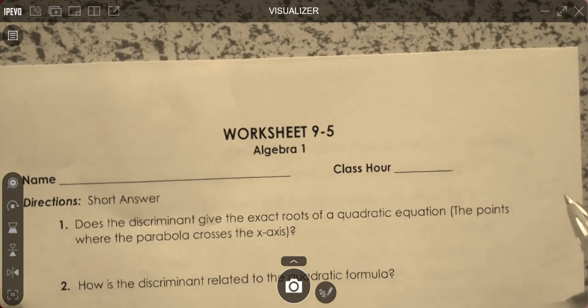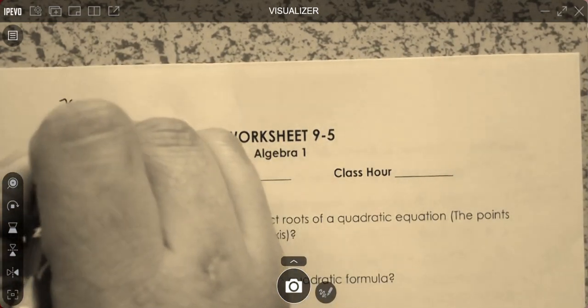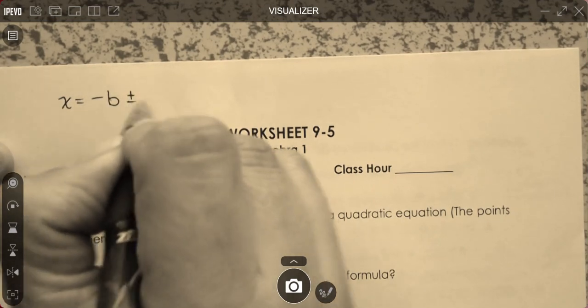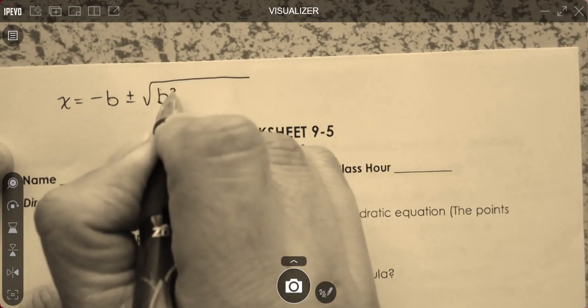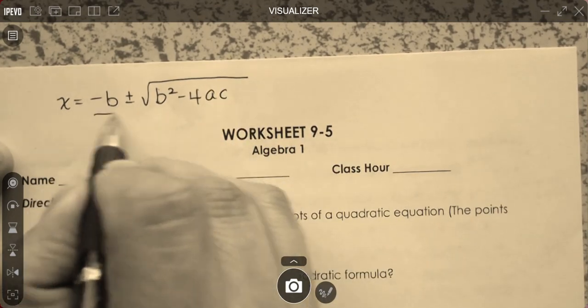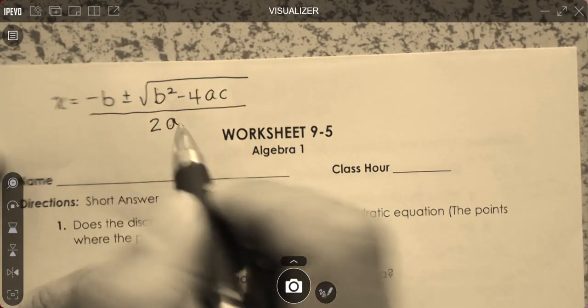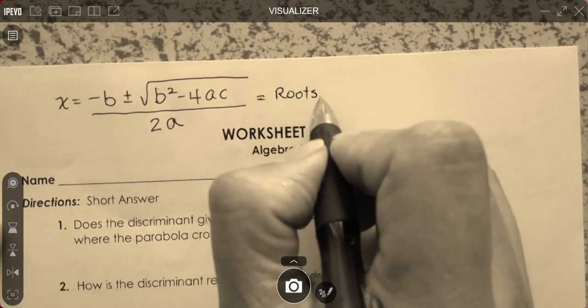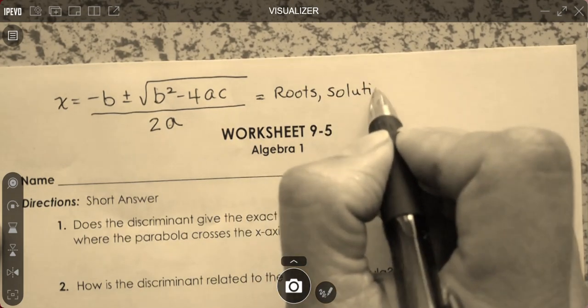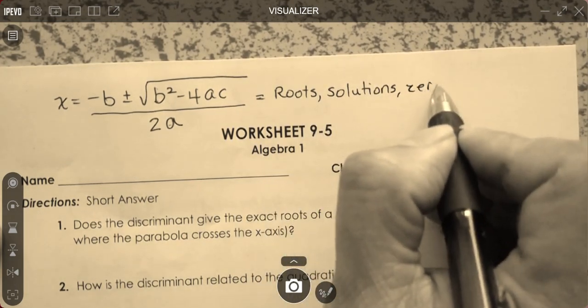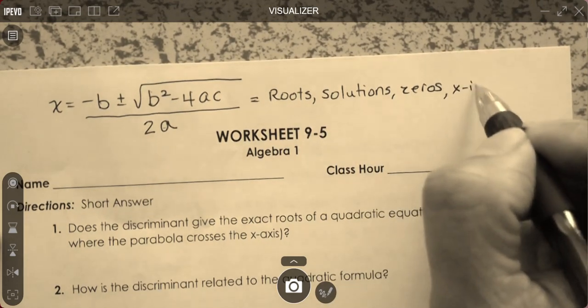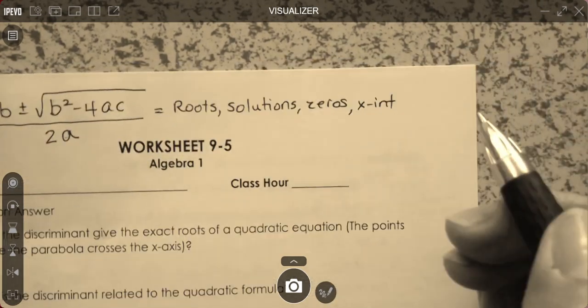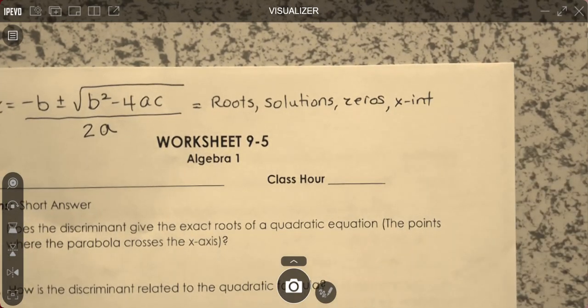All right. This is the quadratic formula, as we're very familiar with. Now, the quadratic formula gives us the roots, the solutions, the zeros, and the x-intercepts, right? They go by different names, but that's what it gives us. I don't know if you noticed or not, but I accidentally left this on the board.